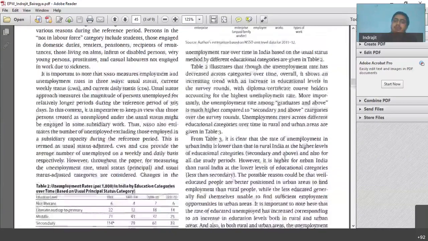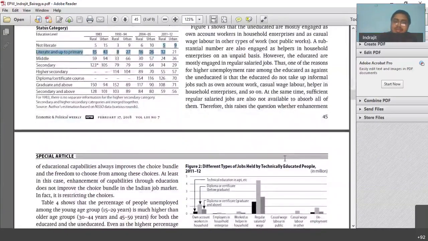Here I have tried to link with the existing literature and theory. This raises the question whether enhancement of educational capabilities always improves the choice bundle and the freedom to choose. What do we know from the capability theory?